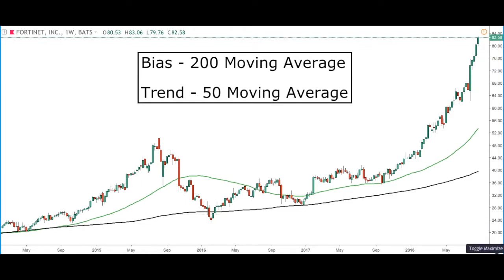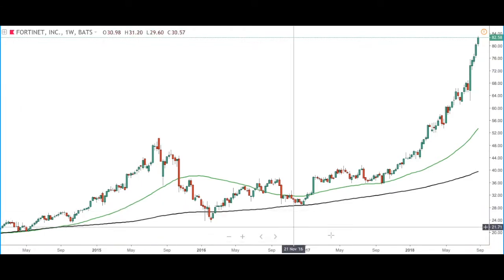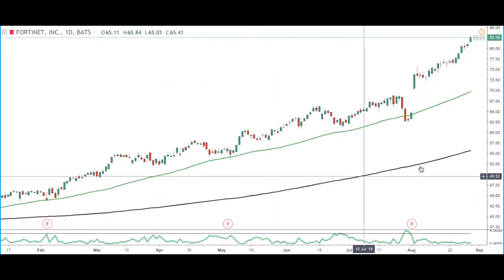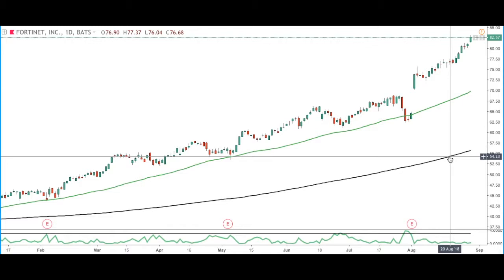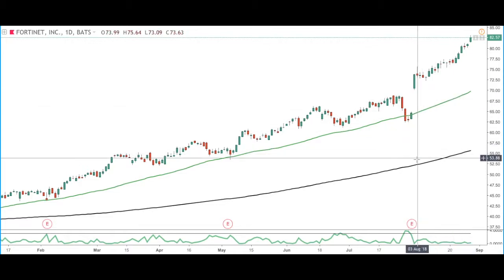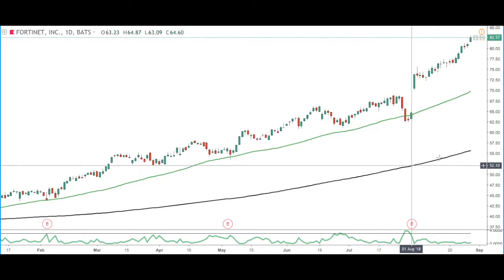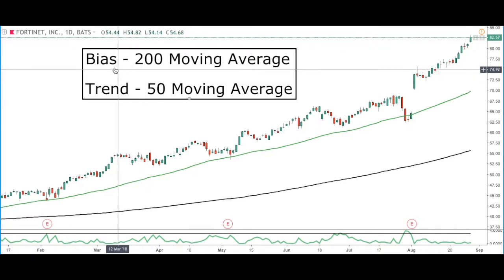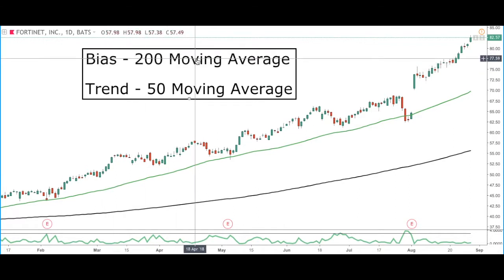Now, if we go ahead and look at the daily time frame, we can see that price is also trading above the 200 moving average on the daily time frame, as well as the 50 moving average. So overall, we have a bullish bias on this stock, and we have a bullish trend on this stock. I just want to throw this up again to get the image in your head that the bias is for the 200 moving average and the trend is determined by the 50 moving average.